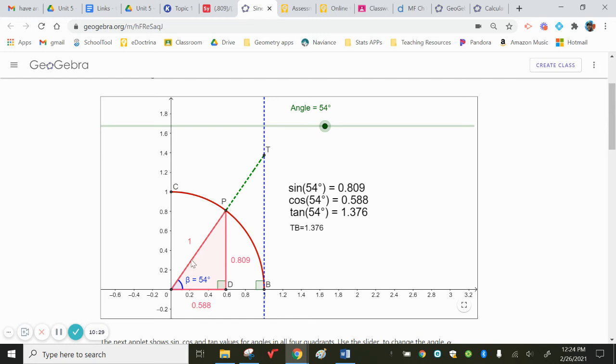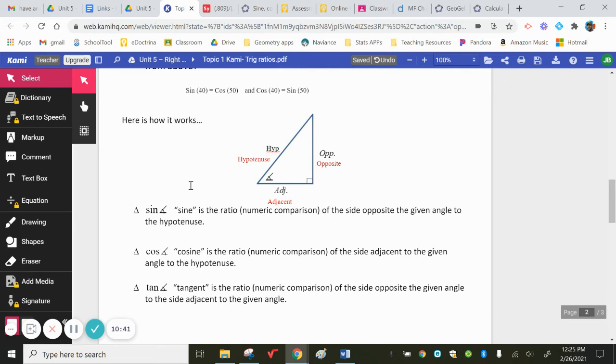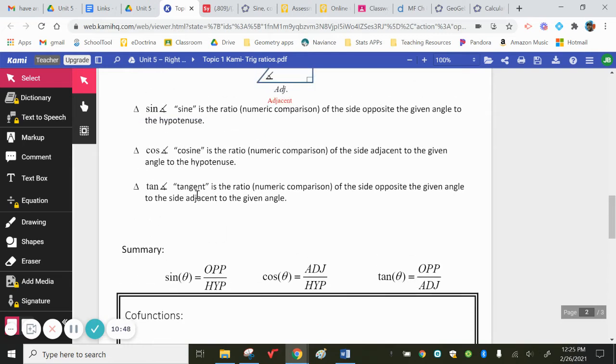And when you're on the unit circle, it happens that the sine value is just the vertical length and the cosine value is just the horizontal length, because you're dividing each of them by 1. So again, the sine is the ratio of the side opposite to the hypotenuse. As you can see here in the summary, this symbol right here is a Greek letter. It's called theta.